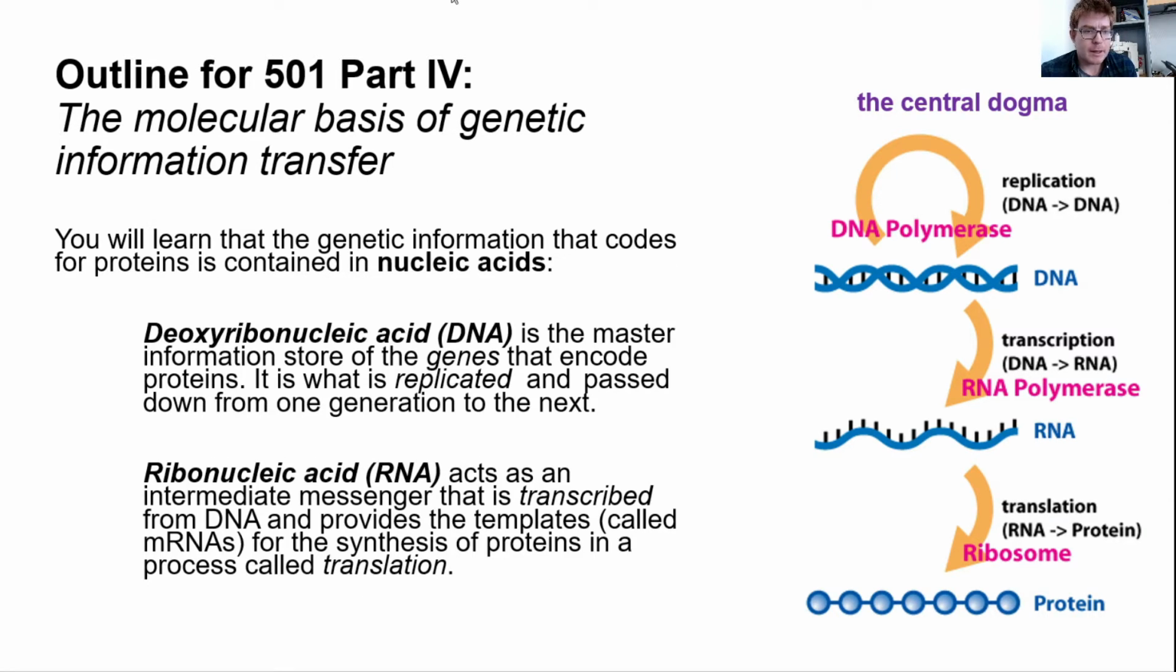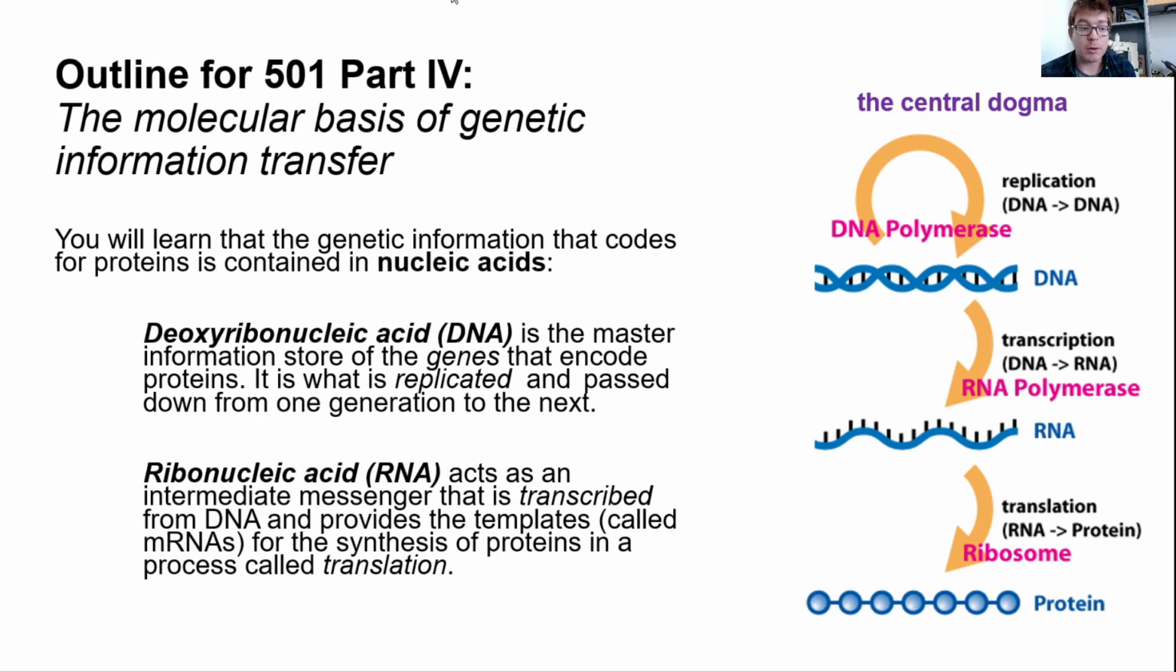Now, as we dive deeper into this material, you will learn that the genetic information that codes for proteins is contained in nucleic acids. And there's really two types of nucleic acids you're going to learn about. Deoxyribonucleic acid, or DNA, which I'm sure everyone in the class has heard of. This material is the master information store of genes that encode proteins. It is what is replicated and passed down from one generation to the next. So this is the master store of the genetic information needed to make all the proteins inside the cell.